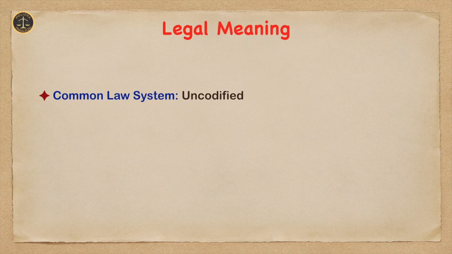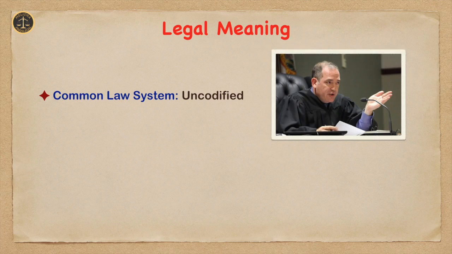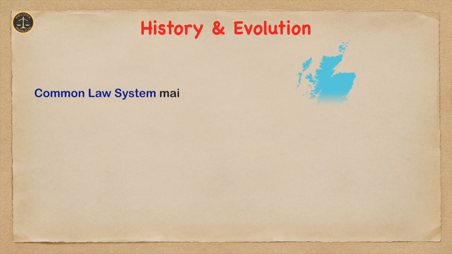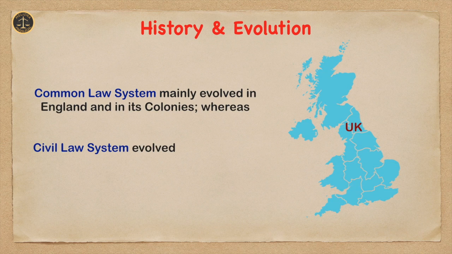Let's start with the first one, that is the legal meaning. Common law system, it is uncodified law. Civil law system, it is codified law. Next, history and evolution. Common law system mainly evolved in England and in its colonies, whereas civil law system evolved in continental Europe.